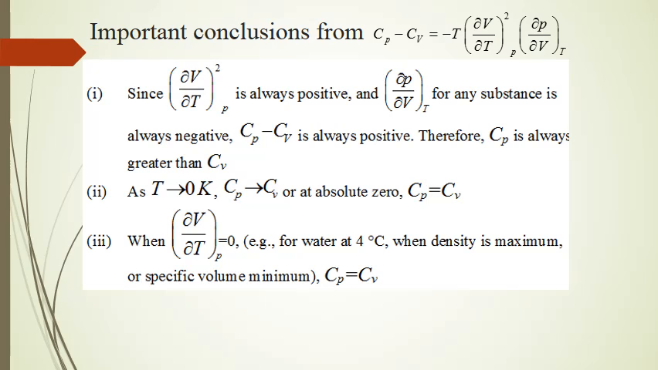So Cp minus Cv is always a positive quantity, means Cp is always greater than Cv except these two conditions, that is either the temperature is equal to 0 Kelvin or at the condition of maximum density or minimum specific volume.